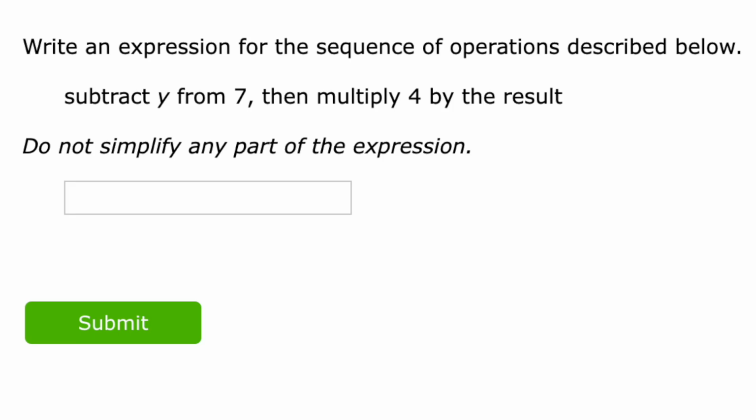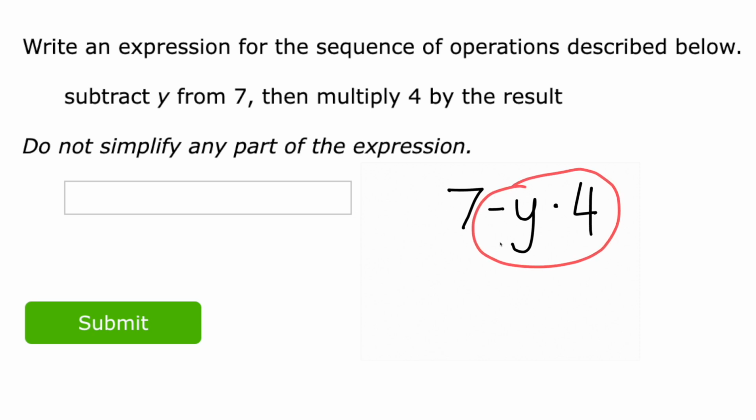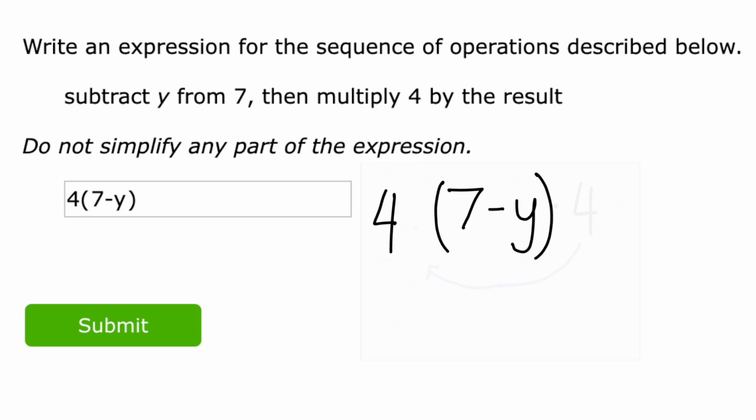Next, we have to subtract y from 7, then multiply 4 by the result. Well, since y is being subtracted from the 7, we should start with 7 minus y. Next, if we have to multiply the result by 4, it can be tempting to just put times 4 at the end. But according to the order of operations, aka PEMDAS, you would actually have to multiply y by 4 first. So to make sure that we subtract first, we have to add parentheses around the 7 minus y. And instead of putting a dot, you can just move the 4 in front of the parentheses.